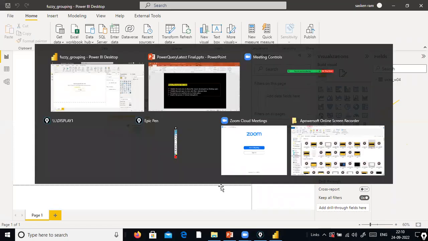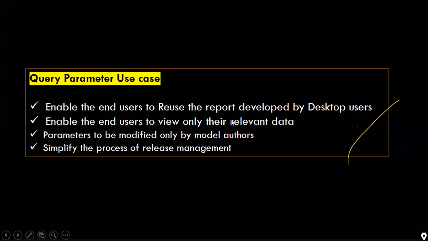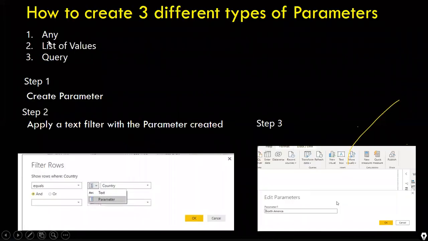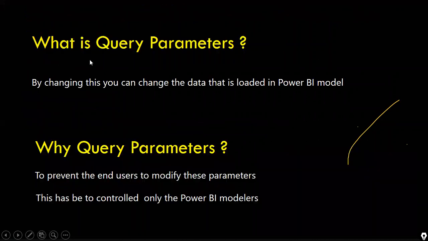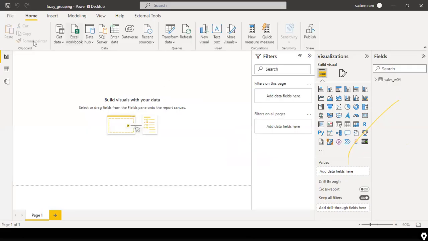There are three types of query parameters. Write the three different types of parameter: any value, list of values, and query. In the interview, they might ask you, what is a query parameter? Dynamically, you can change your source system query. That is when query parameters are very much helpful. I will just show you with this example so that you should be able to understand.